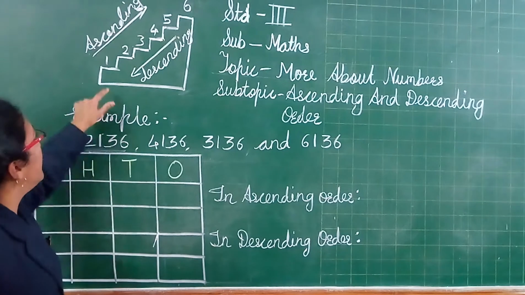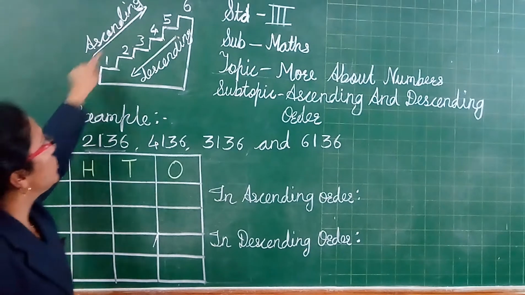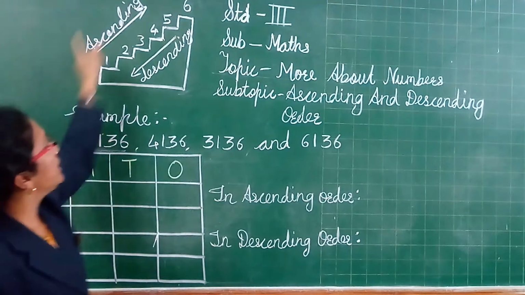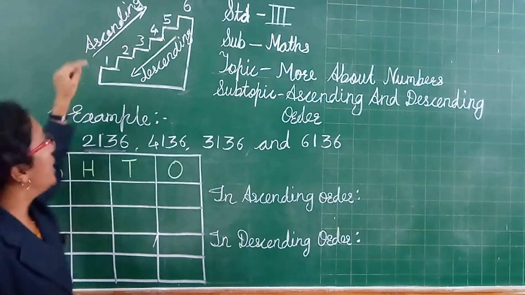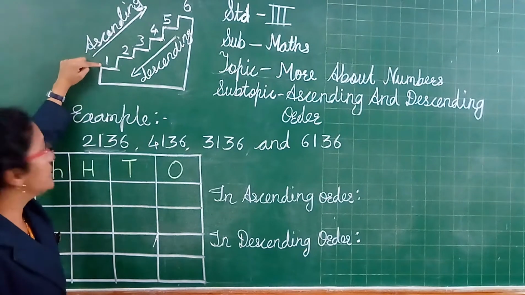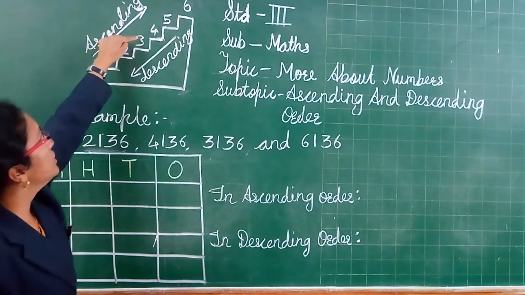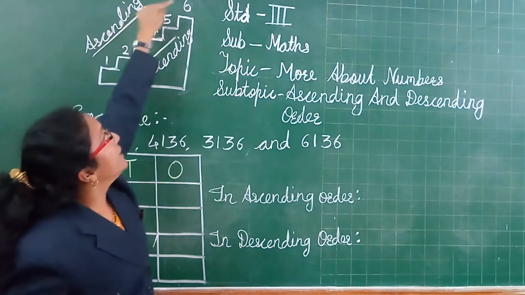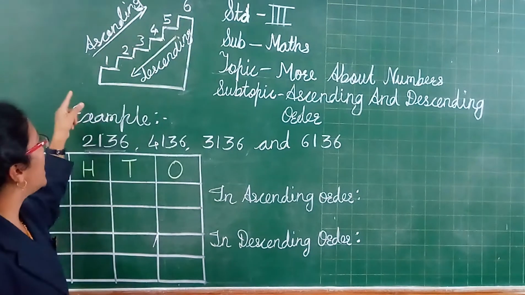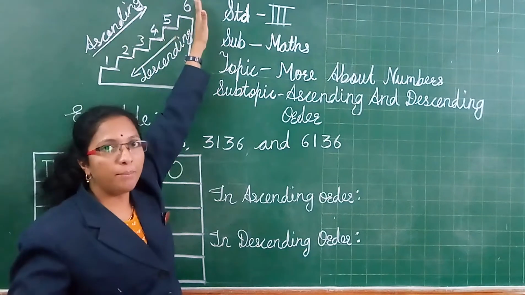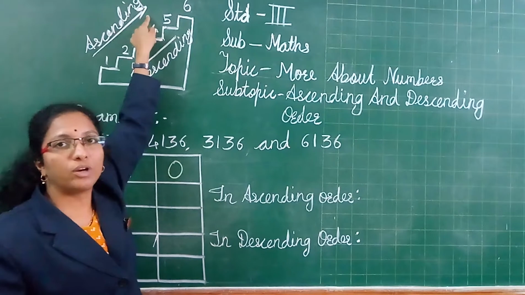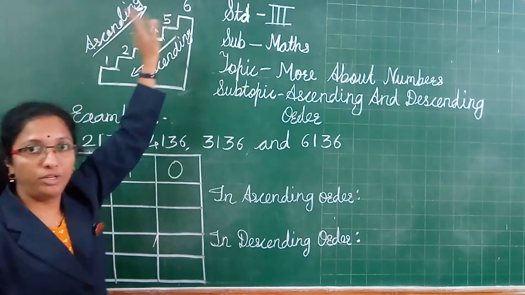See here, I will take one example. If I want to reach the sixth number, what will I do? I will directly go up? No, I will go step by step. See here, first I go to the first step, that is 1, 2, 3, 4, 5. Then finally I reach the sixth number. So that means we should start from the smallest number to the biggest number. So this is called the ascending order.